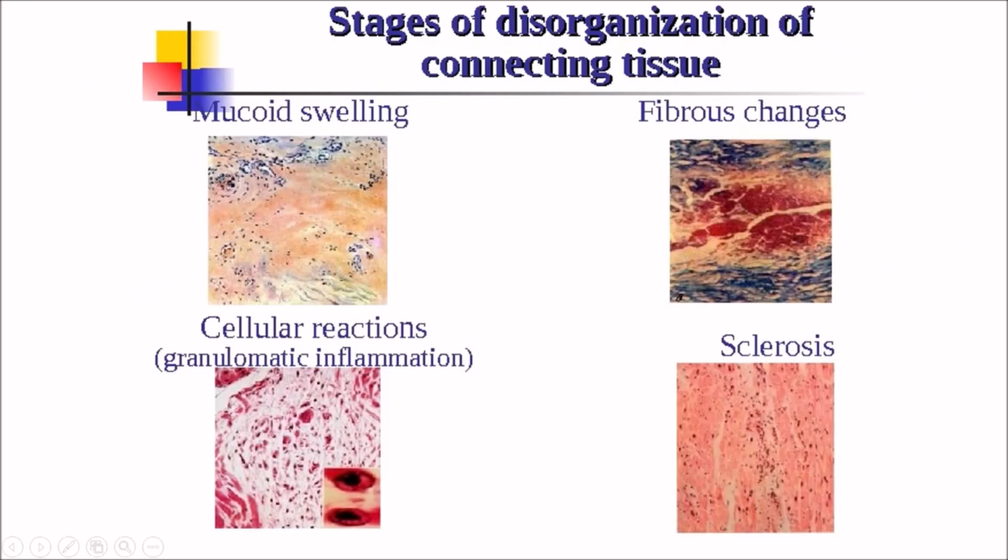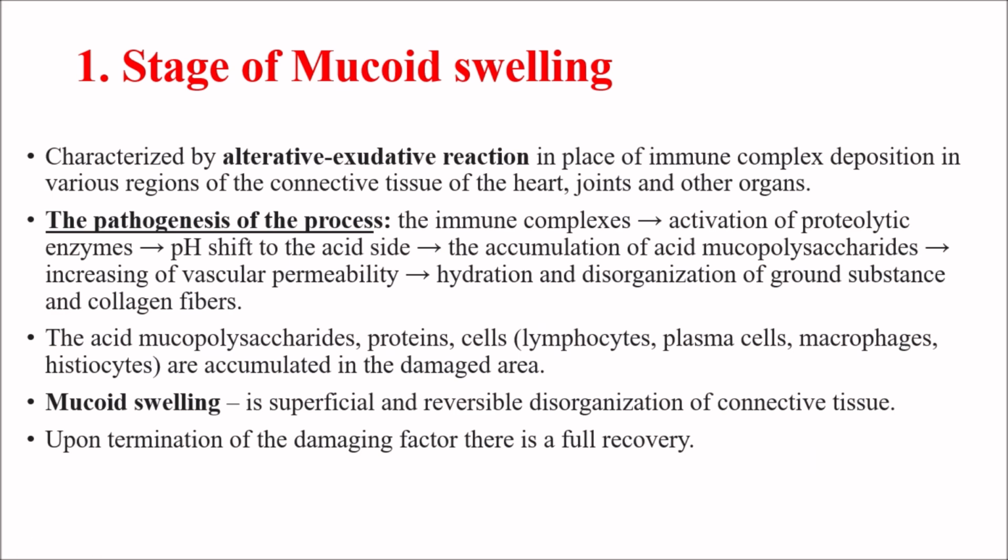Here you see the figure that illustrates these stages. Here you see the mucoid swelling, then fibrinoid change, the granulomatosis inflammation, and the sclerosis. As I said, we discussed mucoid swelling, during which, with some damage and alterations, the permeability of the blood vessels increases.